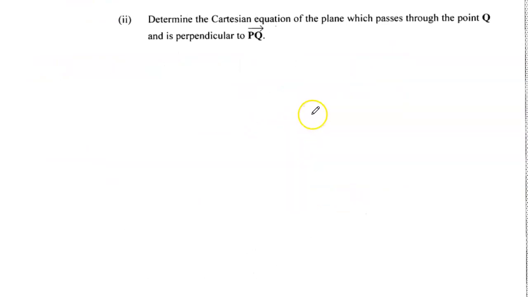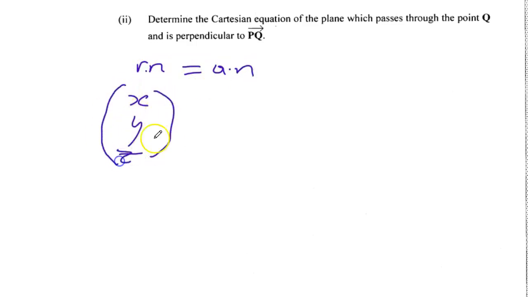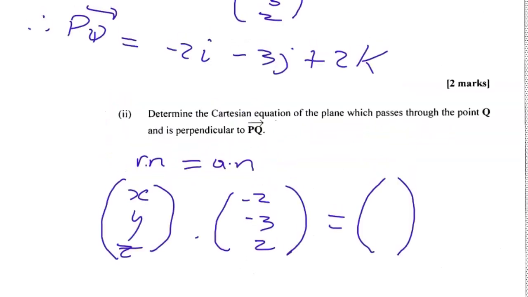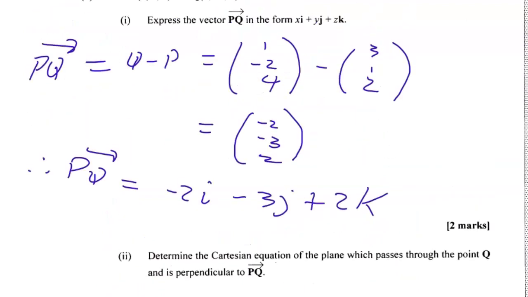Determine the Cartesian equation of a plane which passes through the point Q and is perpendicular to the vector PQ. Now the Cartesian equation of a plane is given as r dot n equals a dot n, where r is (x, y, z), n is a normal vector, which is a vector perpendicular to PQ, which was (-2, -3, 2), and a is a point in the plane, and we can use point Q, where the plane passes through point Q.